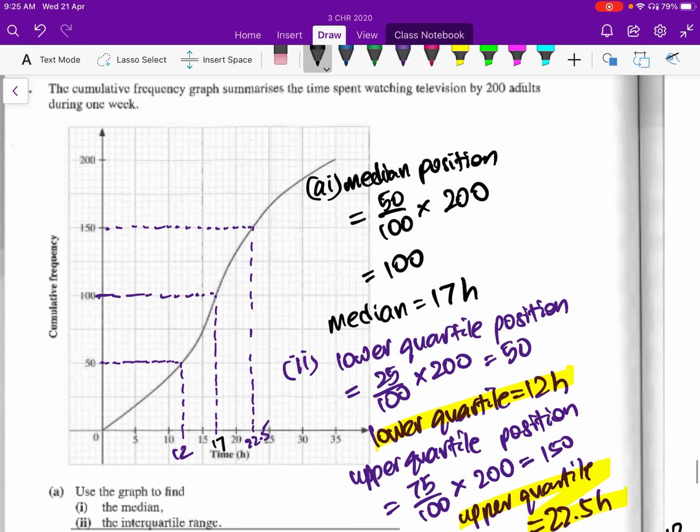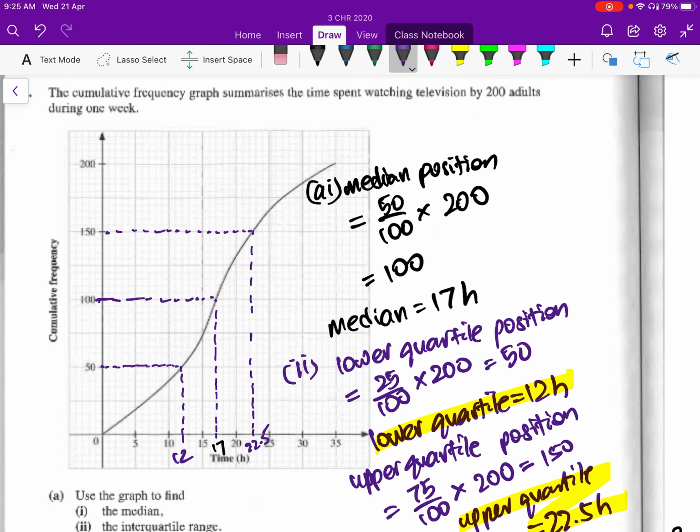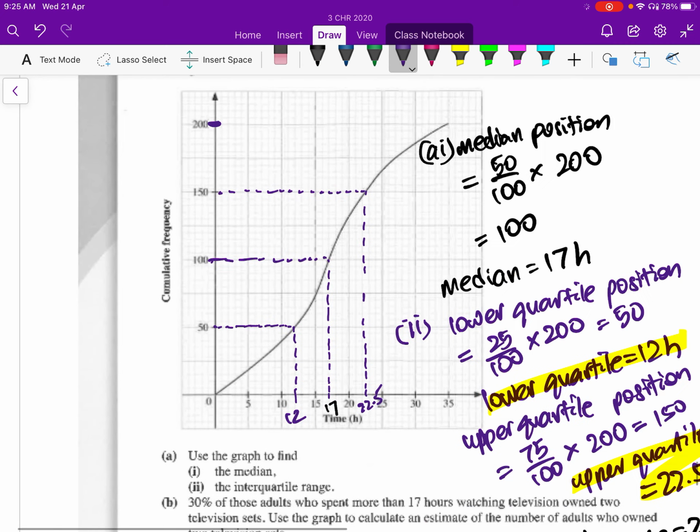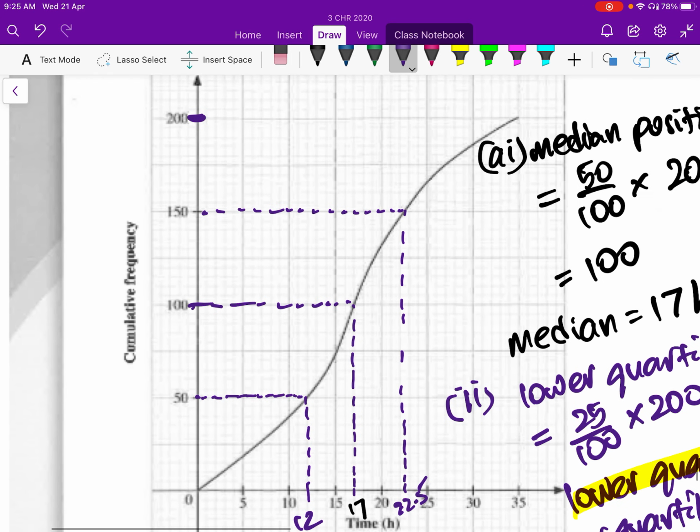Okay, before we continue, I want you to look at what I have on the vertical axis. Can you see that this is divided into 4 equal sections, 4 equal parts? That is the whole idea of quarter. We are dividing into 4 parts. We are trying to find all the different positions.